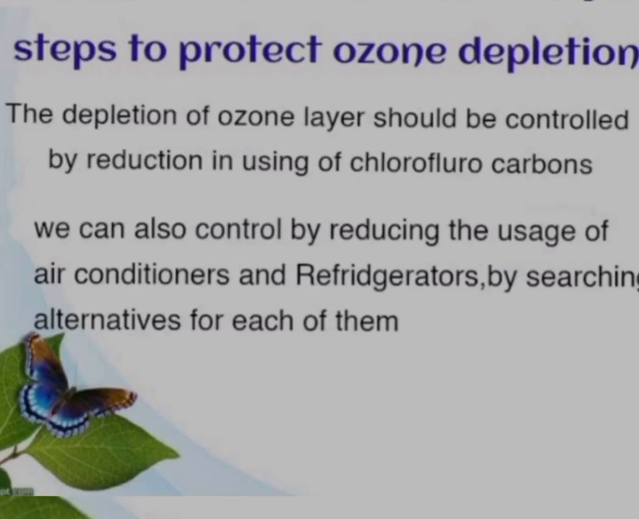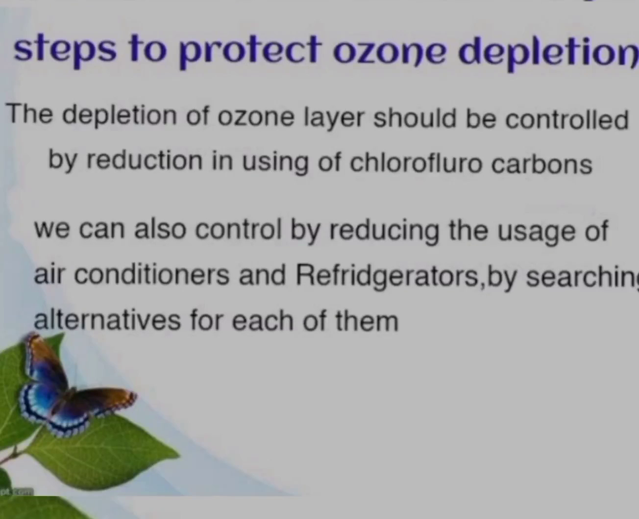The first step is that the depletion of the ozone layer should be controlled by reducing the use of chlorofluorocarbons. We know that chlorofluorocarbons are released by air conditioners and industries. By minimizing the usage of air conditioners, we can reduce the release of fluorocarbons into the troposphere. By minimizing the industries, we can also reduce the depletion of the ozone layer.